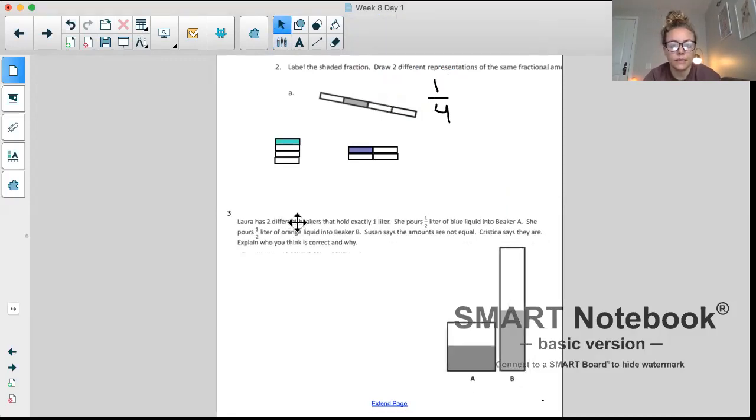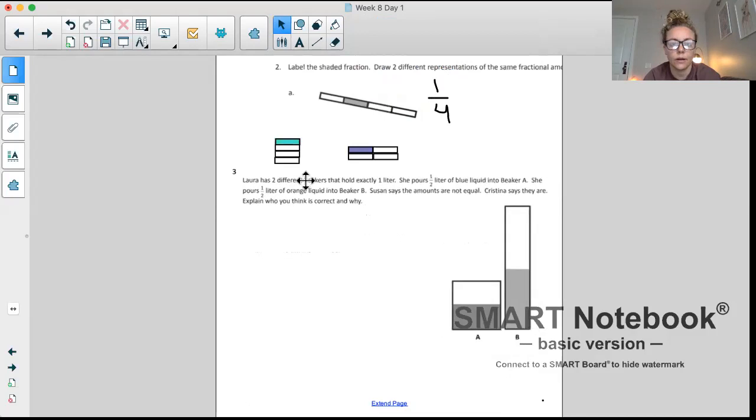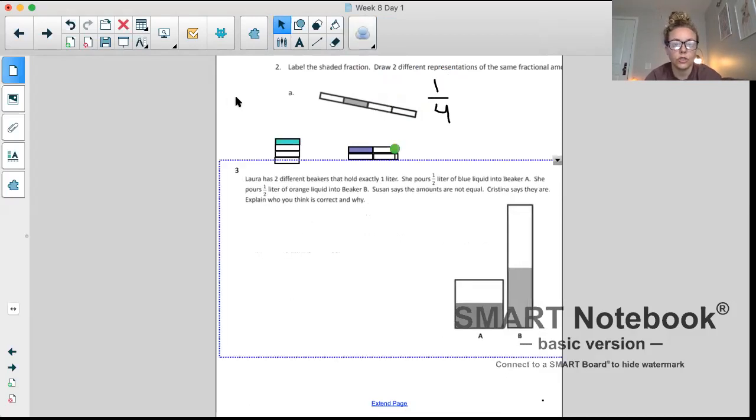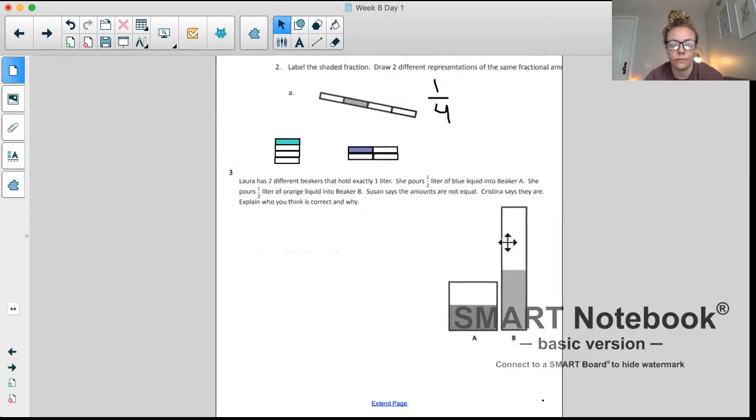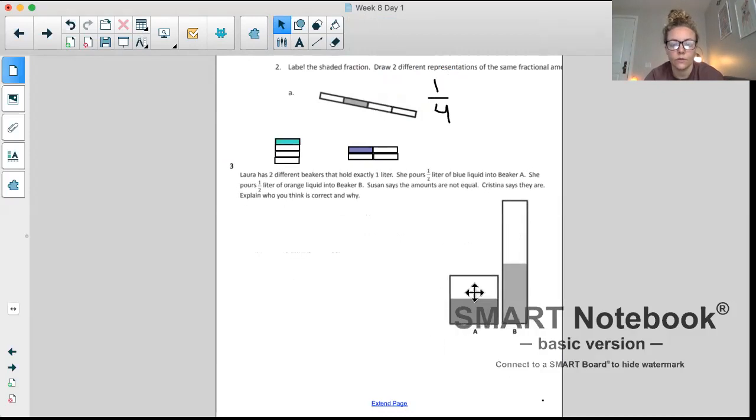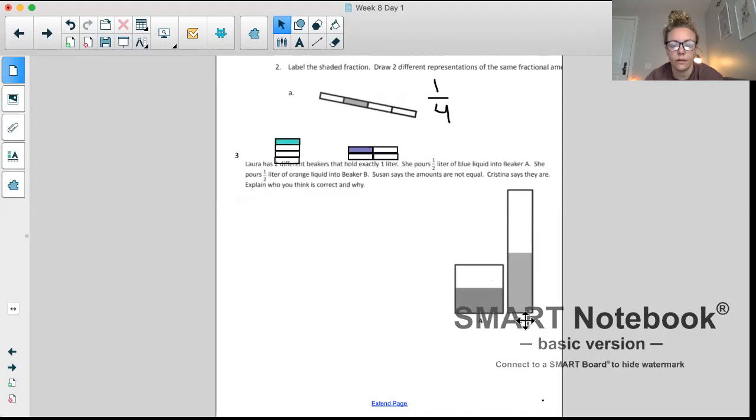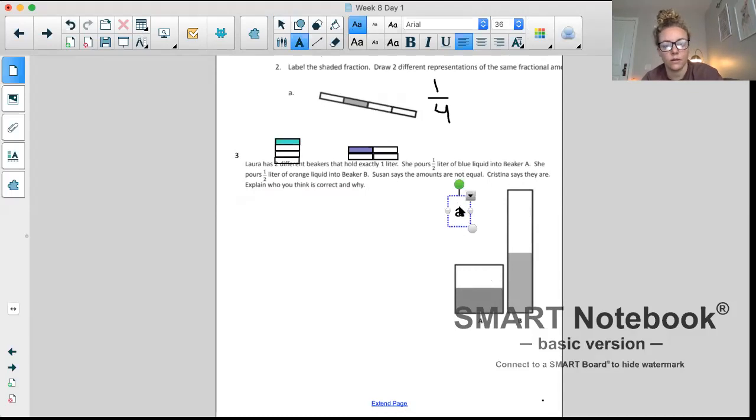All right, next up, this back so you can see a little better. Laura has 2 different beakers that hold exactly 1 liter. She pours 1/2 liter of blue liquid into beaker A. So here's beaker A. A little bit hard to see. I can relabel that here because this is A and this is B. Okay, beaker A, beaker B.